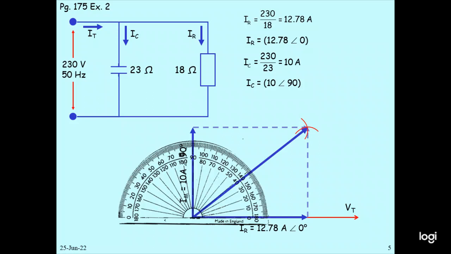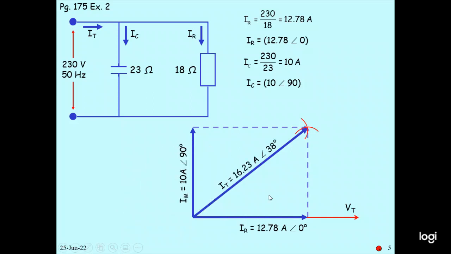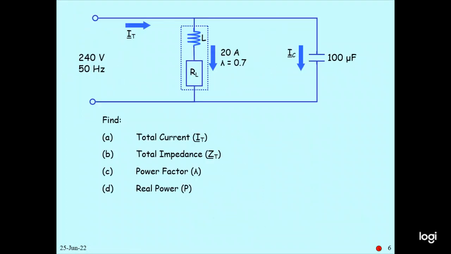And then you can have this one, the total current. And this angle is 38 degrees. This total current IT is 67.23 at 38 degrees, and this is what we calculated. Now there is this problem.